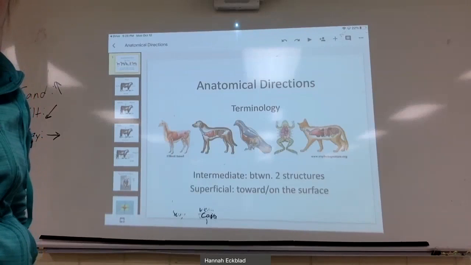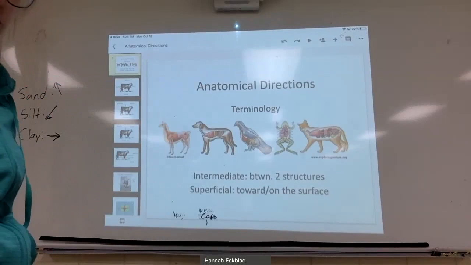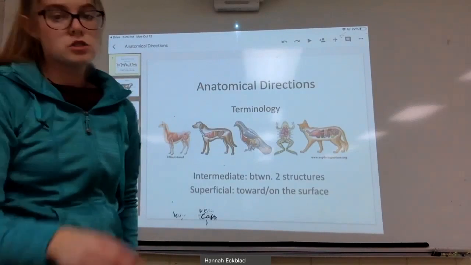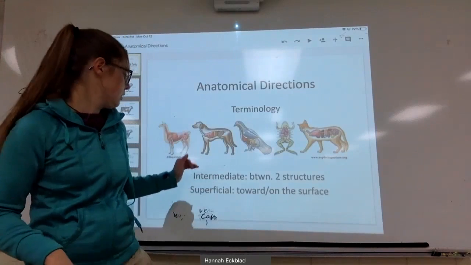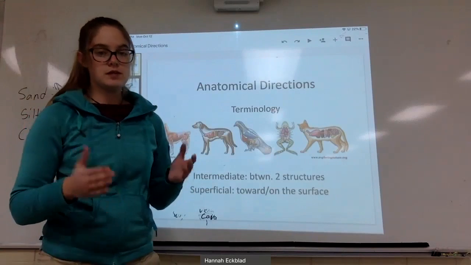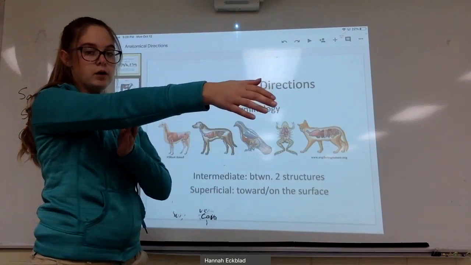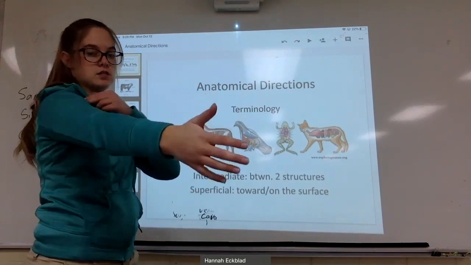All right, so before we do any dissections, it is important to know anatomical directions. So the first thing we're going to do is intermediate and superficial. Intermediate means it's between two structures. So my elbow is intermediate, my wrist and my shoulder.